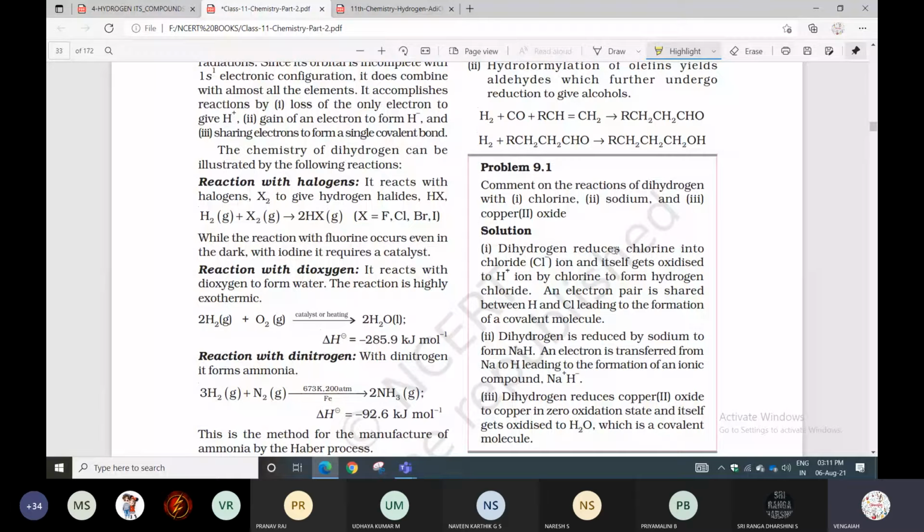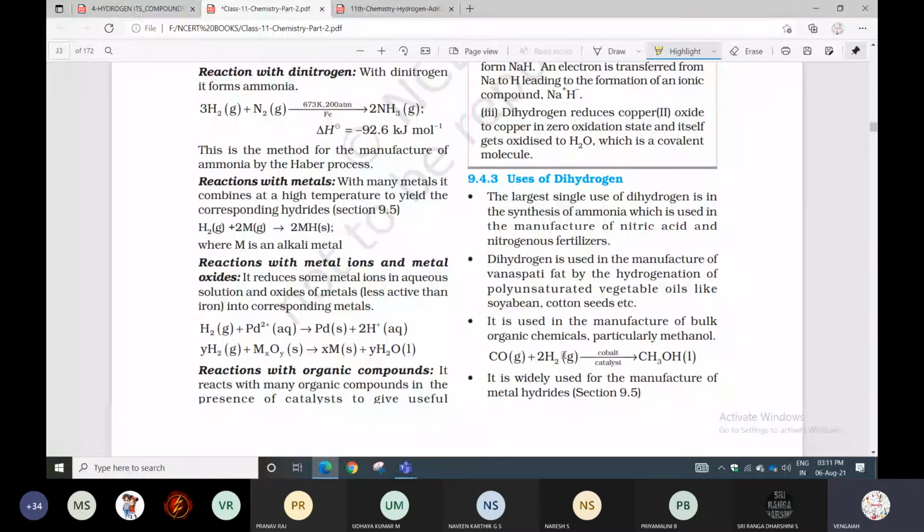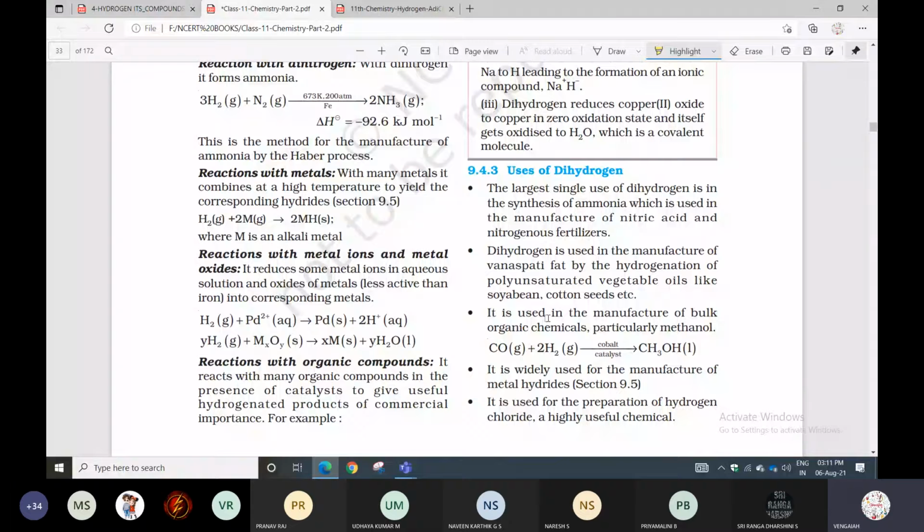The largest single use of dihydrogen is in the synthesis of ammonia, which is used in the manufacturing of nitric acid and nitrogenous fertilizers. The main use of dihydrogen is for the manufacturing of ammonia, otherwise you can say fertilizers also, nitric acid, those things. Dihydrogen is used for the manufacturing of vanaspati fat, nothing but dalda, ghee, those things.